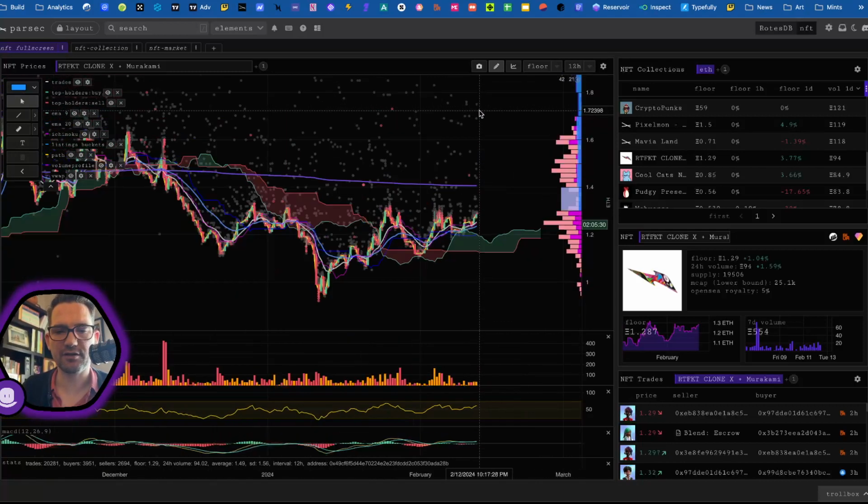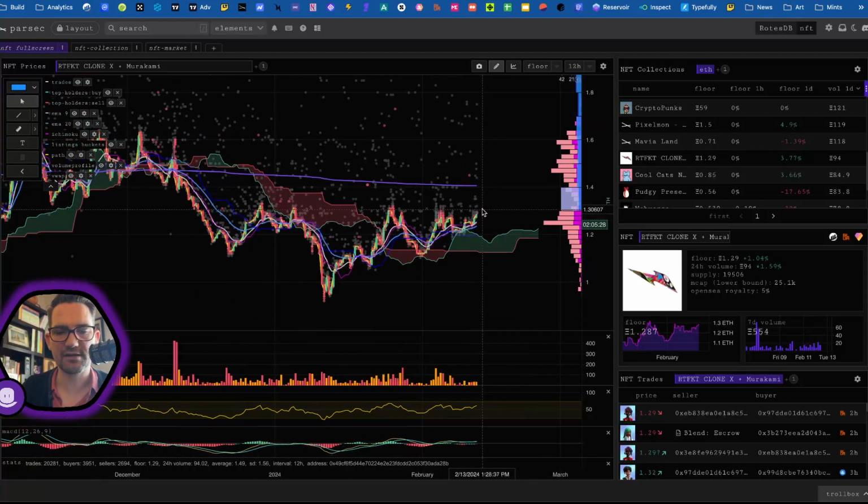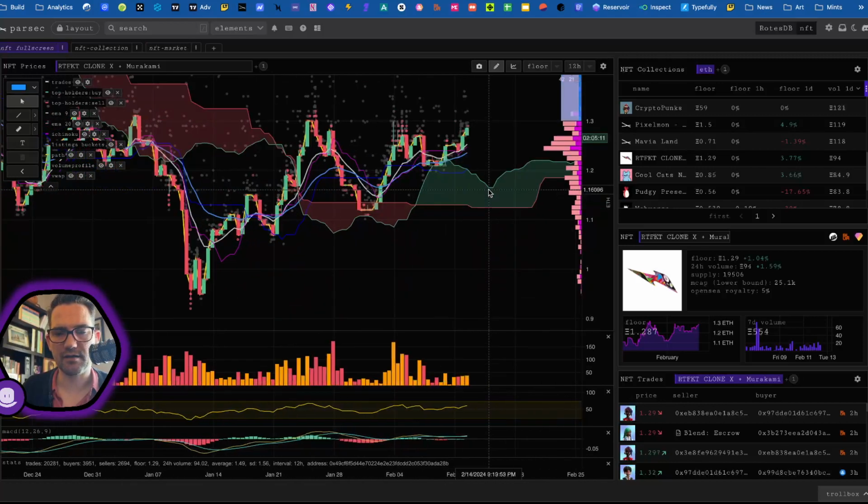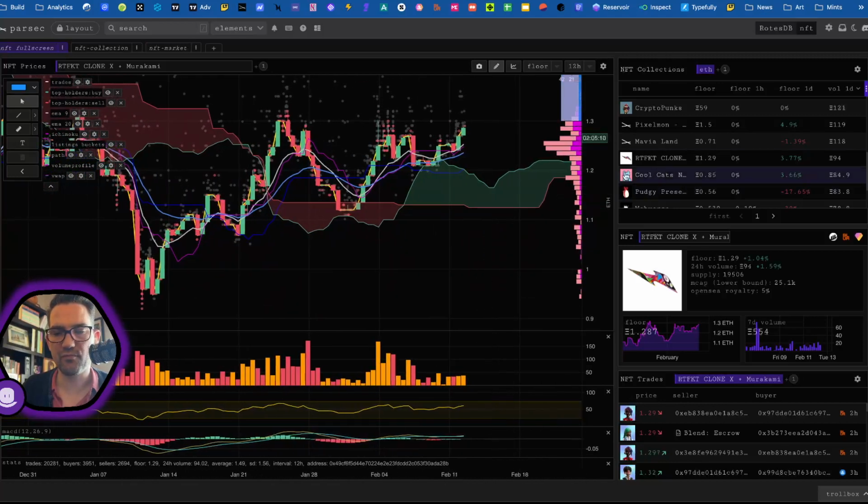But Clone X could go all the way up to the 1.5 range, which I guess would be your next point of resistance. Maybe a bit of resistance on the moving average as well at 1.4. But that one's one of the more positive ones that we've seen.